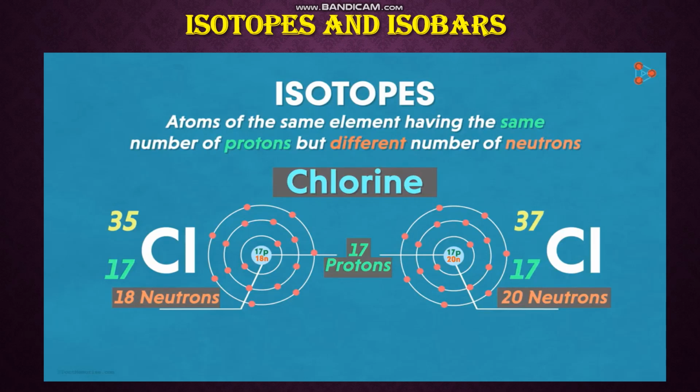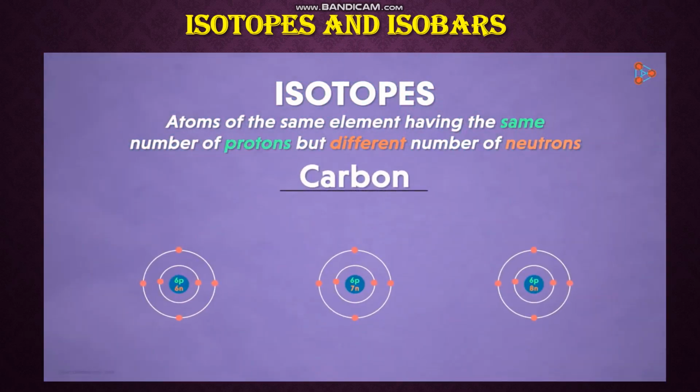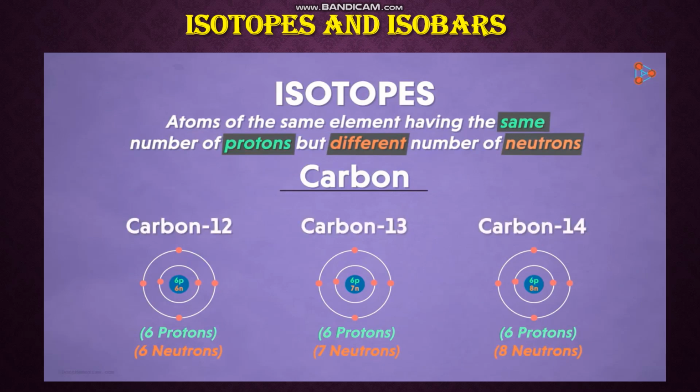Similarly, several elements have isotopic forms. For instance, we have carbon with 3 isotopes. As we can see here, each isotope has 6 protons but different number of neutrons. One has 6, the other has 7, and the last one with 8 neutrons. We name these isotopes as carbon-12, carbon-13, and carbon-14 respectively. Now this was about the different forms of the same element.